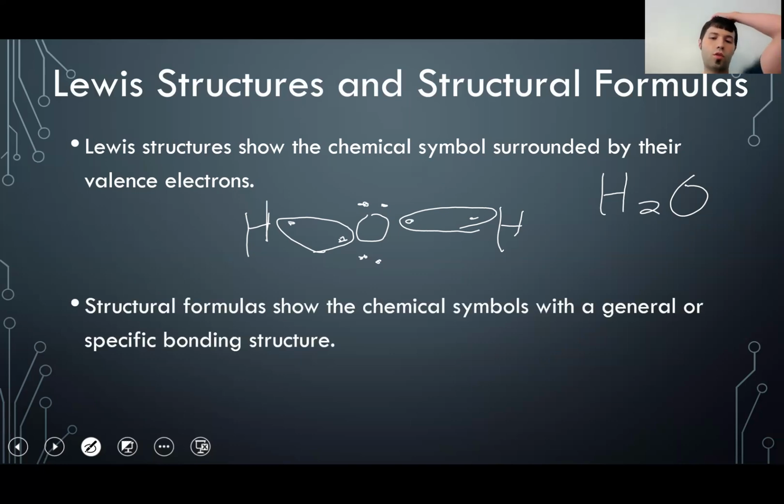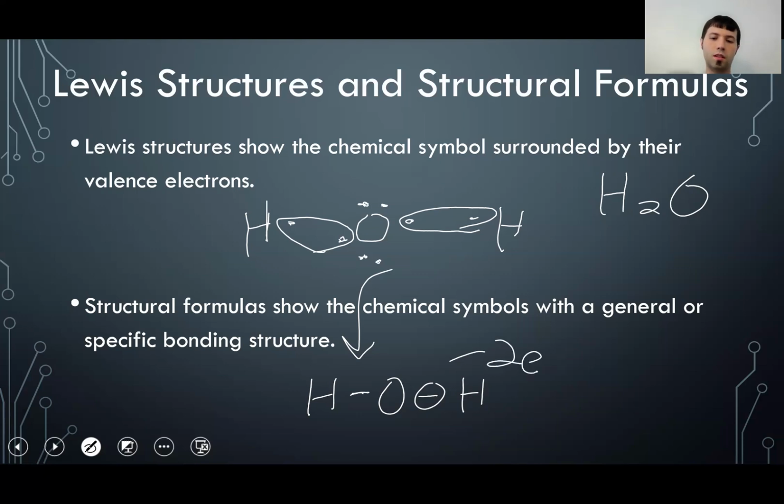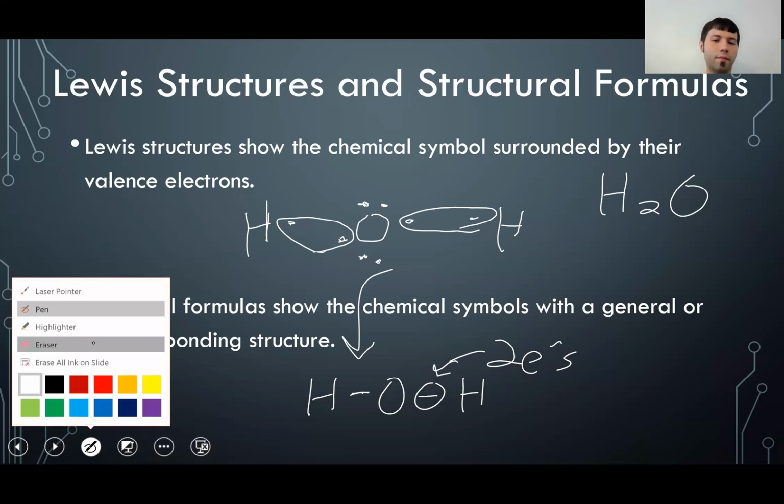So lastly, structural formulas show the chemical symbols with a general or maybe a more specific bonding structure. So let's take our example of water and just redraw it as a structural formula. We just kind of simplify. Instead of drawing 2 valence electrons to show what oxygen and hydrogen are sharing, we just draw a line. So anytime you see a structural formula, each line represents 2 electrons. So that's important to remember, that I have 2 electrons shown by that one line there.